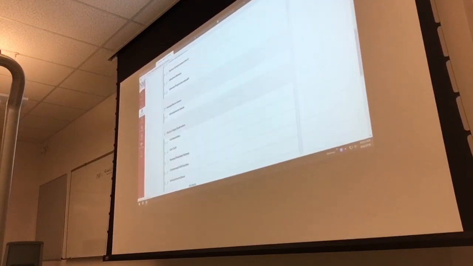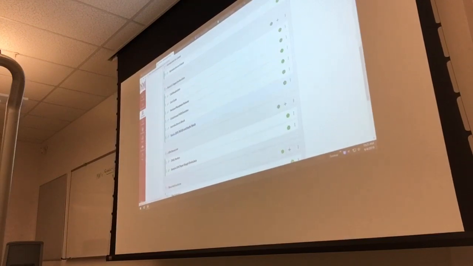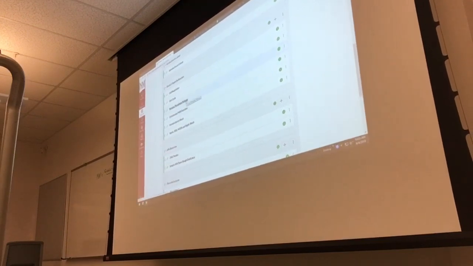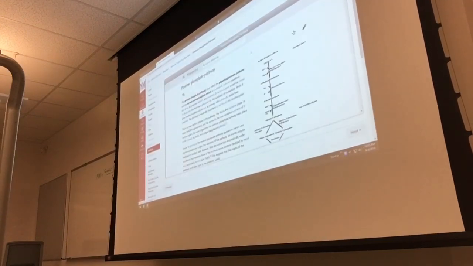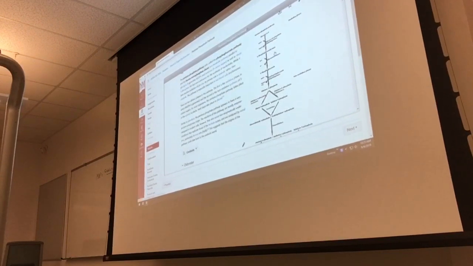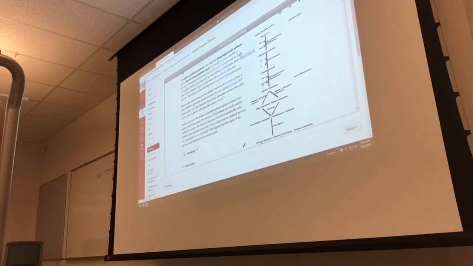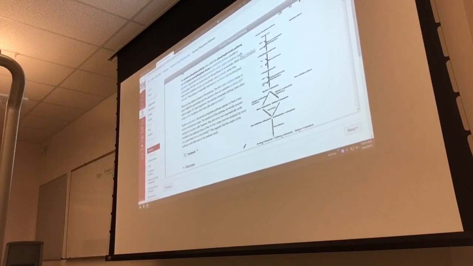Let's go back here. Let's talk about the pentose phosphate pathway real quickly. And the pentose phosphate pathway is important for a couple of different reasons.